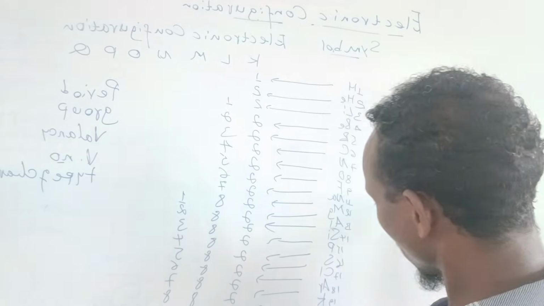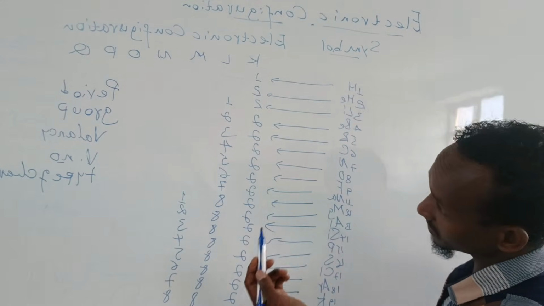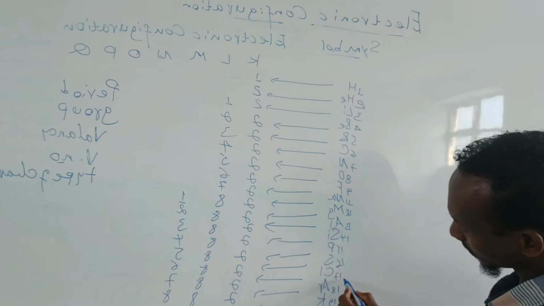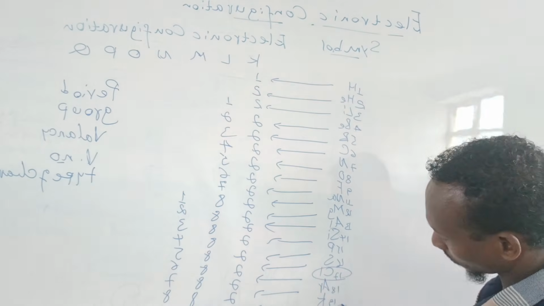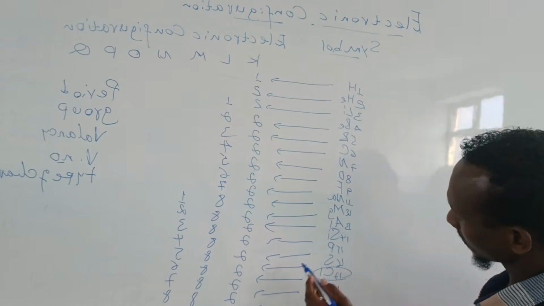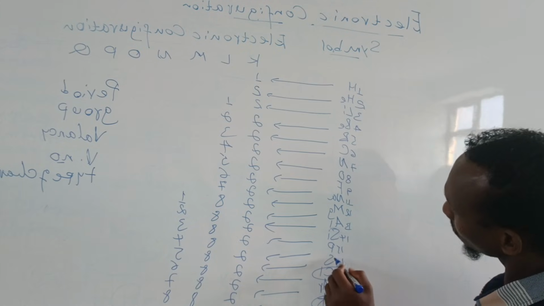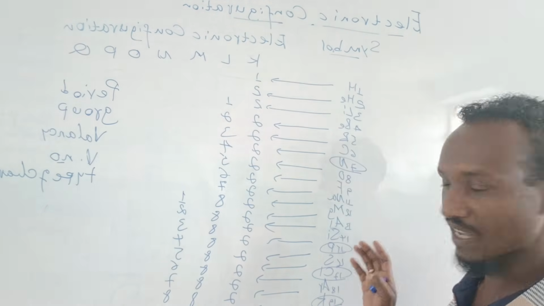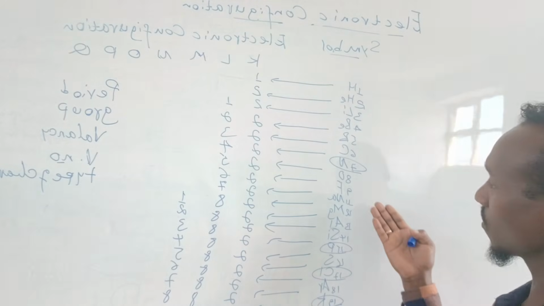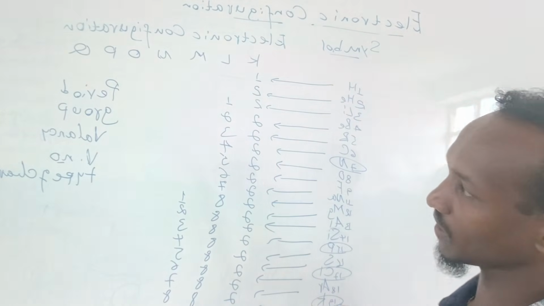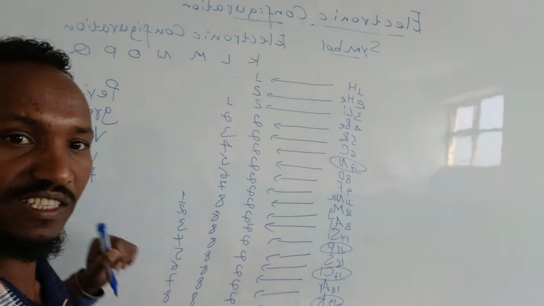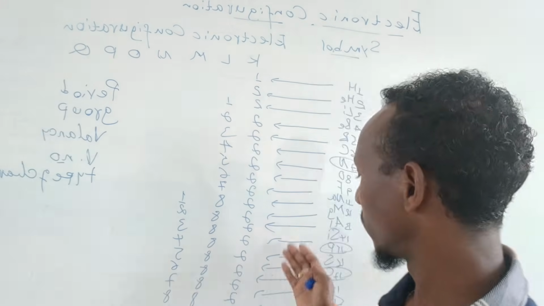So, for example, what is the period, group, valence number, and type of charge of chlorine, potassium, calcium, sulfur, also phosphorus, and nitrogen? As an example, let me show you how you can obtain the period, group, valence number, and type of charge of this element.